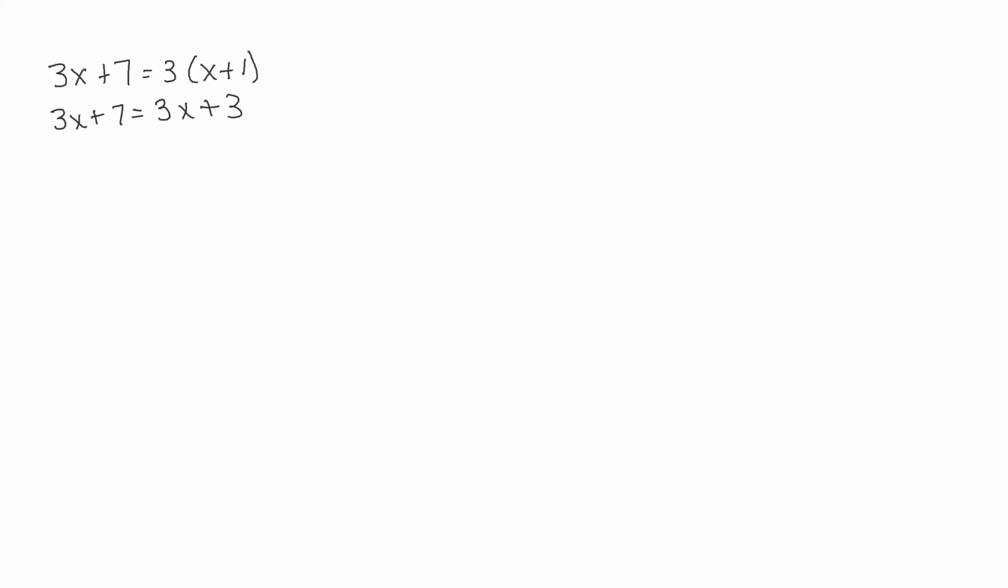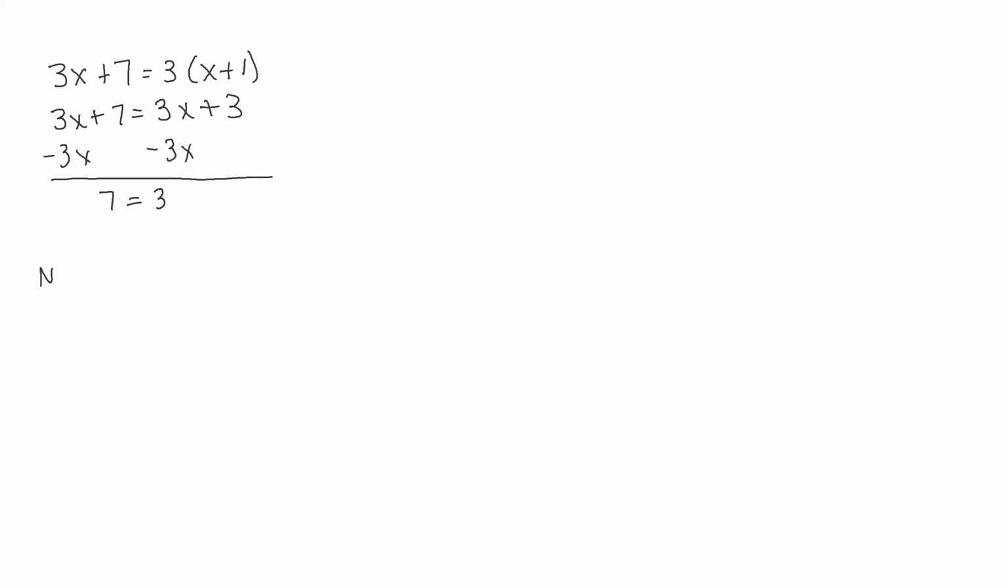So the way I would move a plus 3x is I would move it with subtraction. So I'm going to subtract 3x from both sides. Well, 3x minus 3x is 0. 0 plus 7 is 7. On the right, 3x minus 3x again is 0. 0 plus 3 is 3.